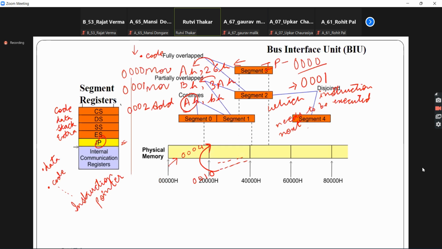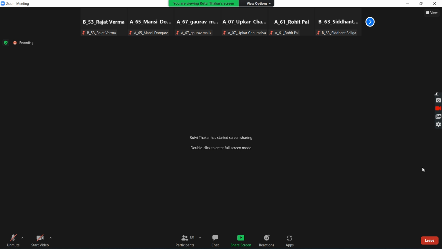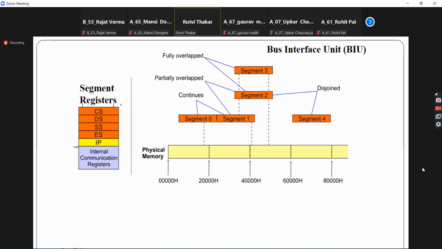So now all these segments which are there, it is possible that I am using the segments continuously. The data is going continuously. It may be slightly overlapped, partial overlapping. It may be completely overlapped, or it may be disjoint.